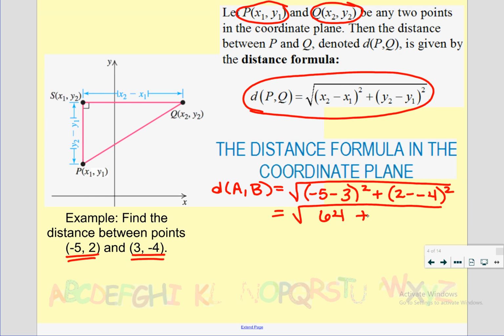2 minus -4 gives me 6 squared, or 36. 64 and 36 added together give me 100. And the square root of 100 is 10. Final answer. We do not have to put plus or minus in front of it because it's a distance, and a negative distance doesn't make sense. Questions?